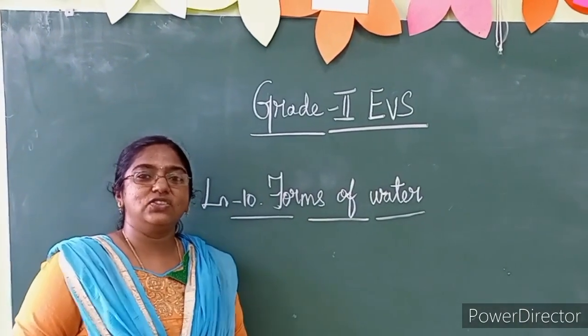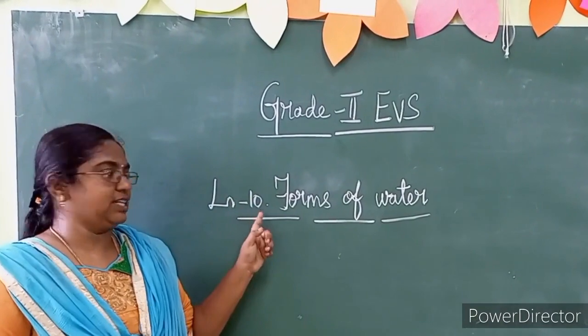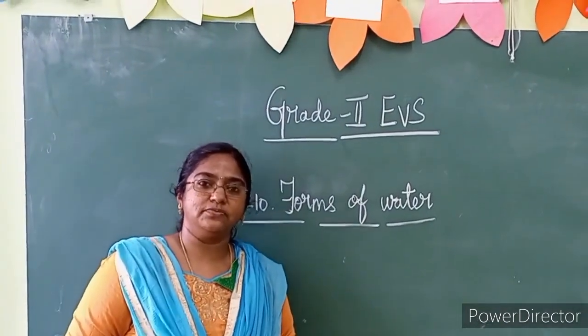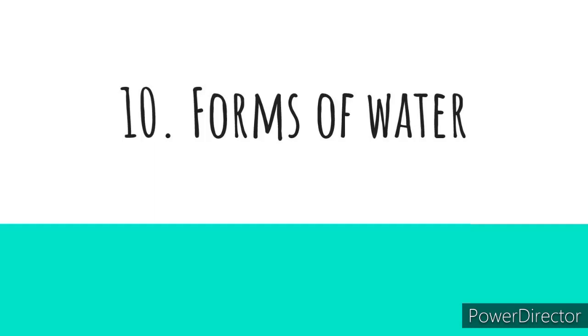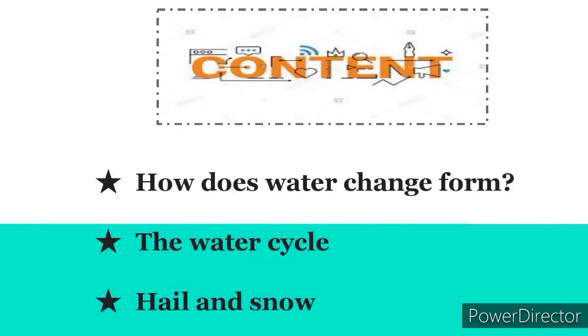EVS class. So children, in this video we are going to start our new lesson, 10th lesson, forms of water. Shall we start the class now? Forms of water. The contents of this lesson are: how does water change form, the water cycle, and hail and snow.